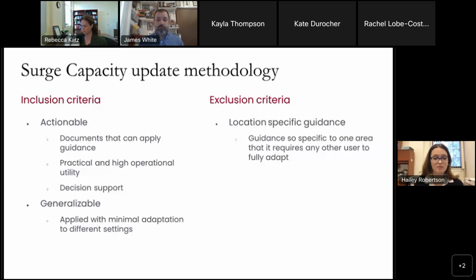Again, this is a living library. It is constantly evolving, and we are hoping to continually expand the resources available to apply to a more diverse set of settings. Next slide, please.